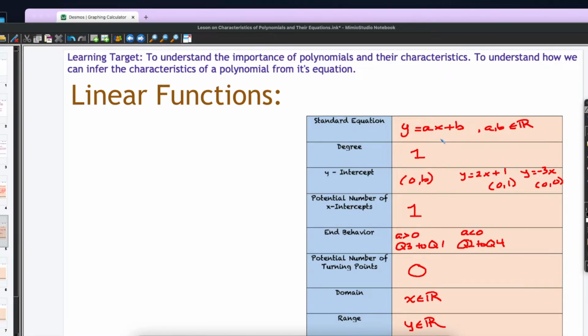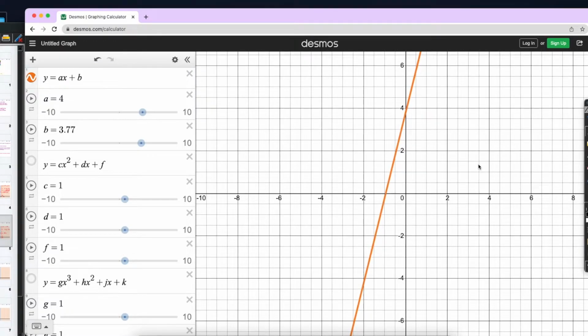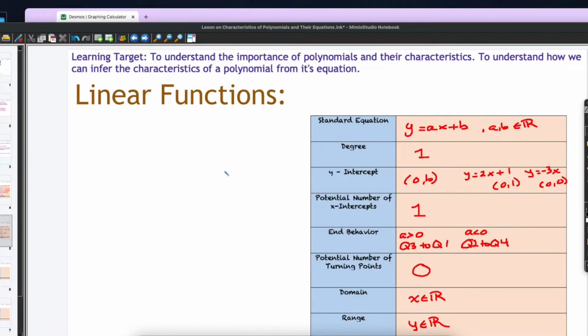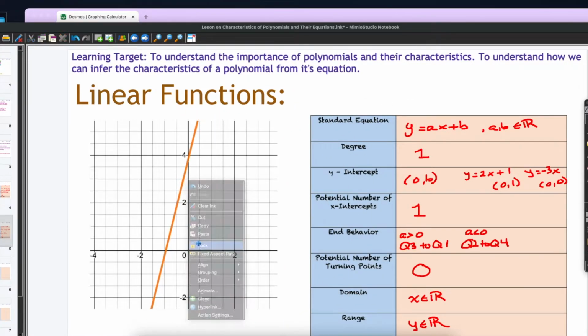And again, in terms of what you're really looking for, your y-intercept is your constant value. Your end behavior is determined by your lead coefficient. And other than that, everything's pretty automatic. So I'll just snip a quick picture of this. Let's pop something with a bit of color there, just as an example. And we'll leave that there for notes.